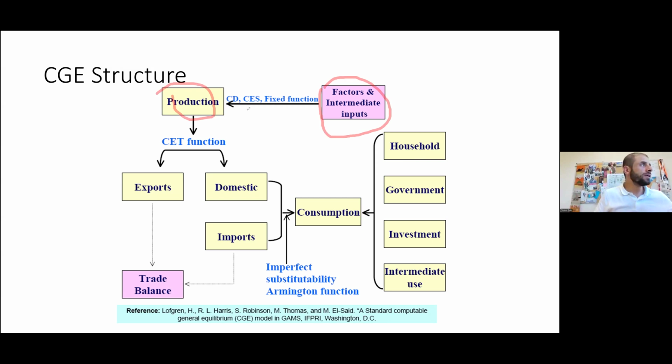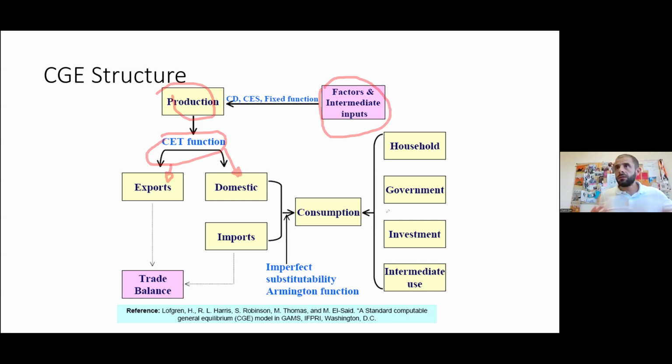That's why you can see here that between exports and domestic products, we have a constant elasticity of transformation. Okay? That's from the production side. And we will see the mathematical details of deriving a constant elasticity of transformation because this is very important to understand. But for now, I just want to introduce the concept itself.